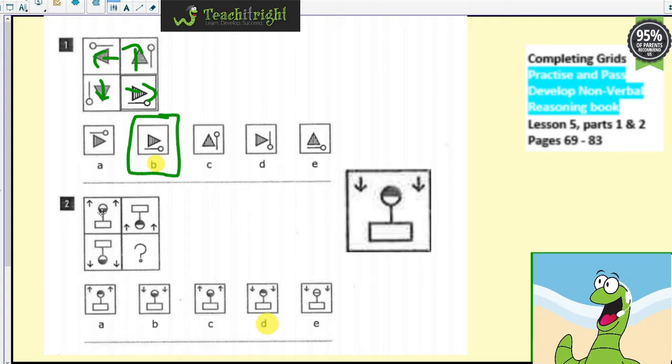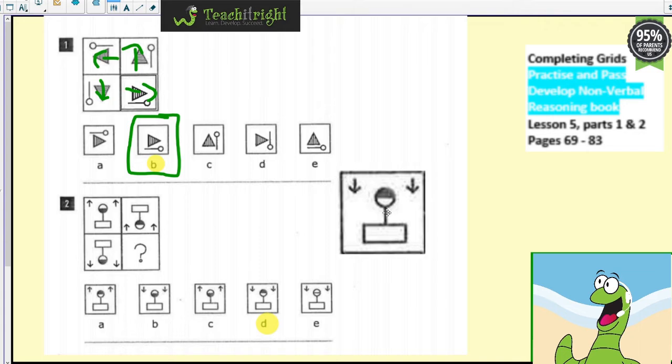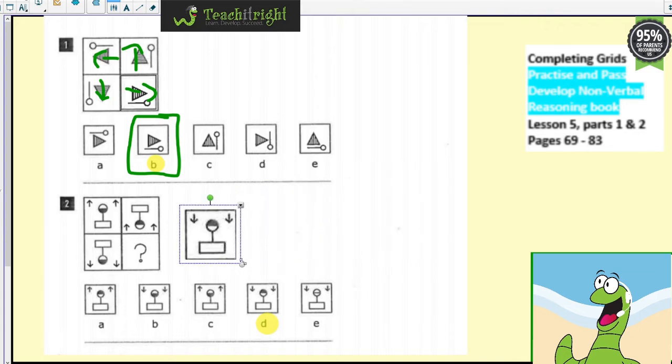For number 2, if we look, this is being reflected. So the top to bottom is being reflected. So we need to have simply a reflection. And you can see these two are on the inside. Now these two are on the outside. Circle on the inside, circle on the outside.